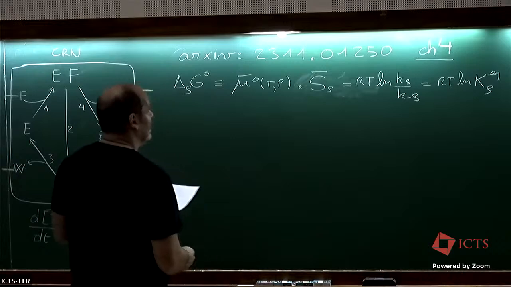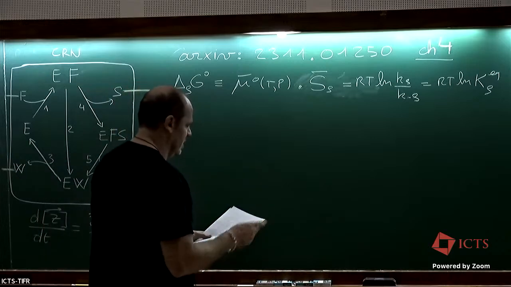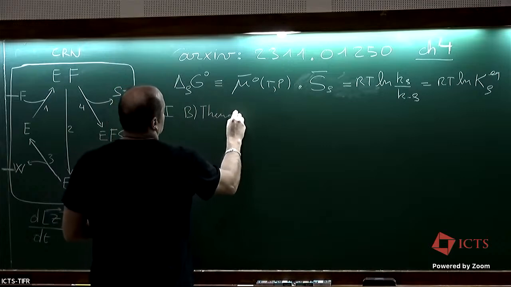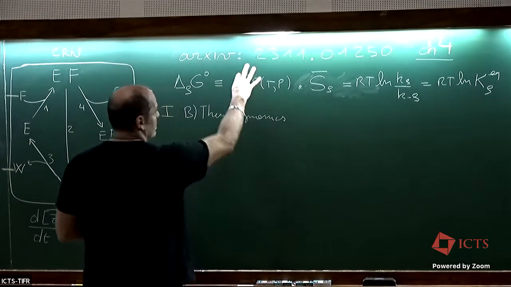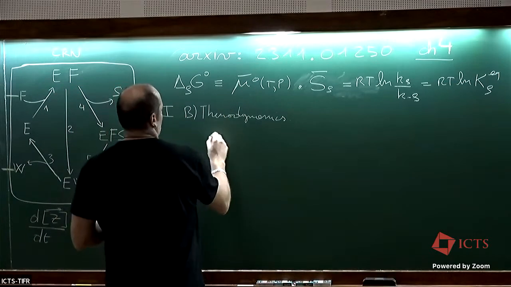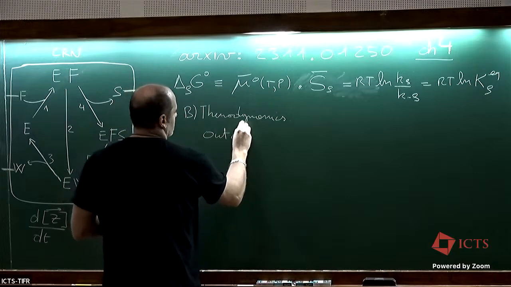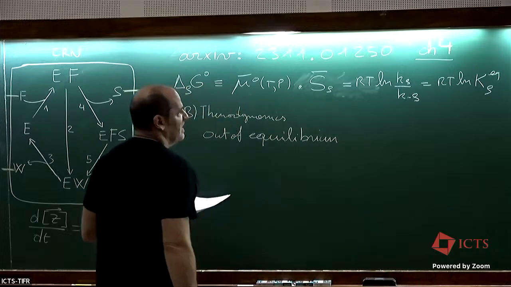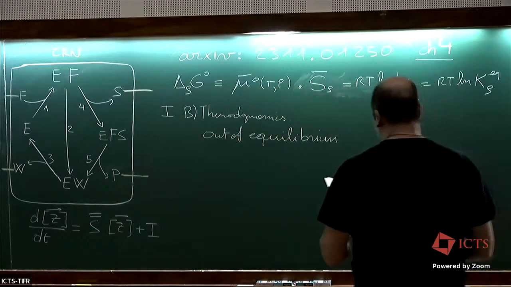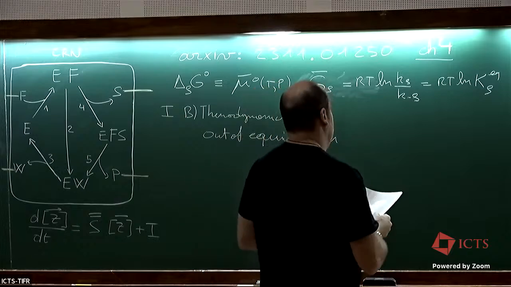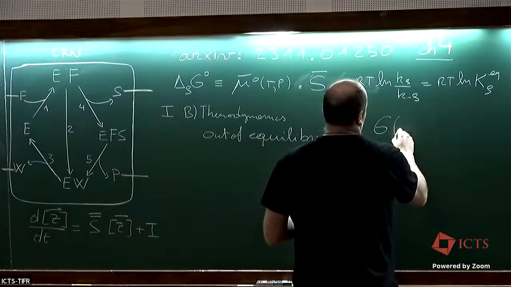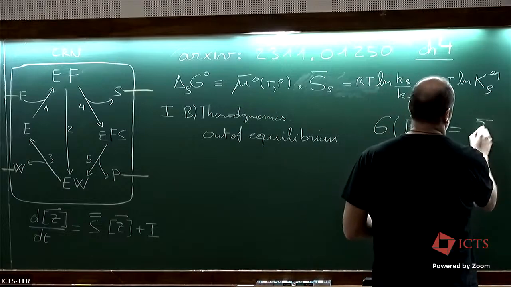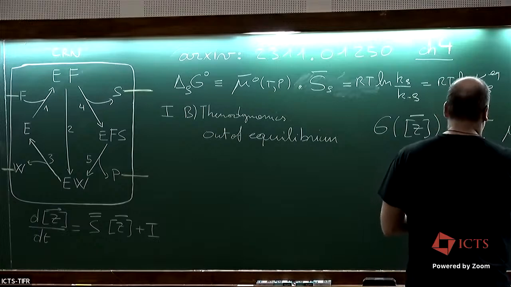So what I anticipated last time, so we are still in part 1, big 1, B, thermodynamics. But this was the equilibrium part, and now we go out of equilibrium. And I will simply rewrite the form of the Gibbs free energy that we had at equilibrium, but assuming, without requiring now, that the concentrations are equilibrium concentrations. I allow them to be any concentration. Okay? So this will be the definition of the Gibbs free energy.